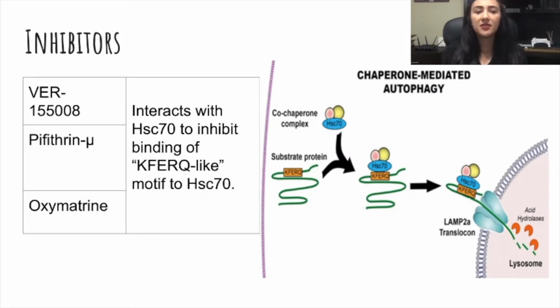We first chose our inhibitors. All of our inhibitors interact with Hsc70, which means that this step will not happen or will happen at a slower rate. So LAMP2A and the destruction of the protein will likely not happen, or it will happen at a very slow rate.